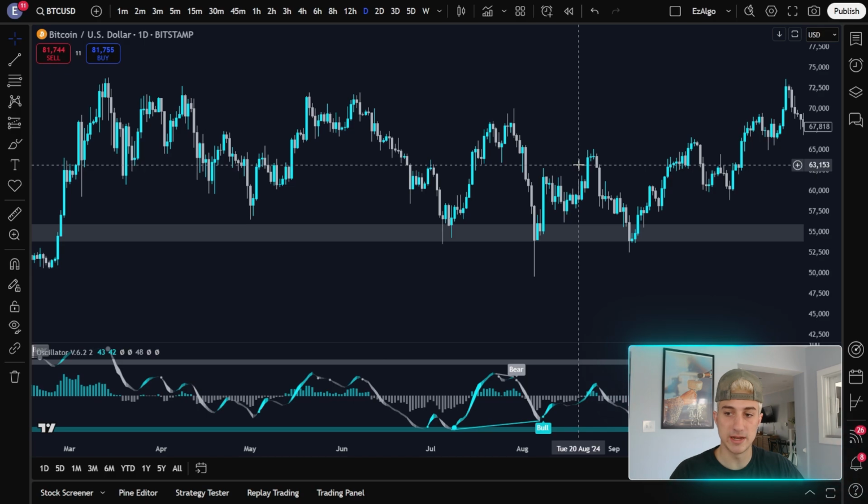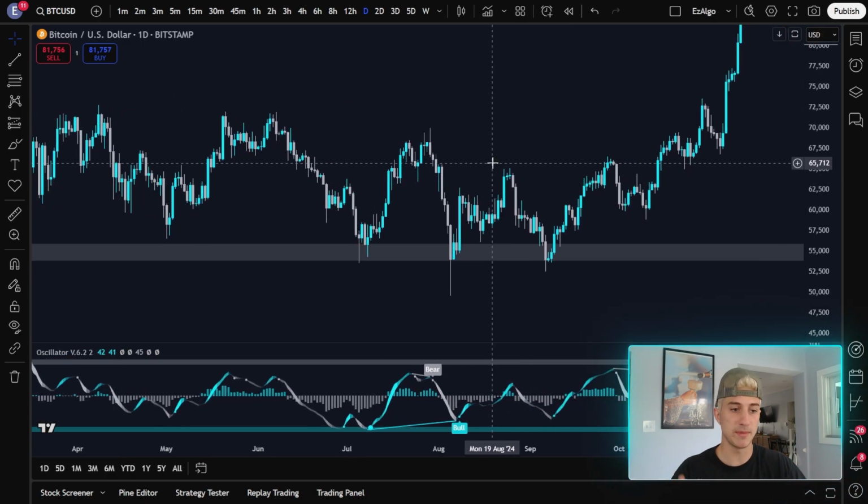Now, in terms of momentum indicators, that is all you need. You need momentum and you need volume. Everything else is noise. That's why I don't have money flow. That's why I don't have MACD. All these other lagging indicators that you don't really need. All you need is momentum and volume.